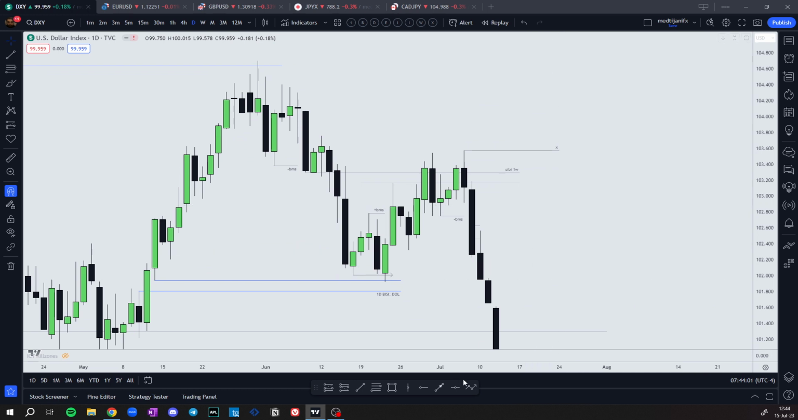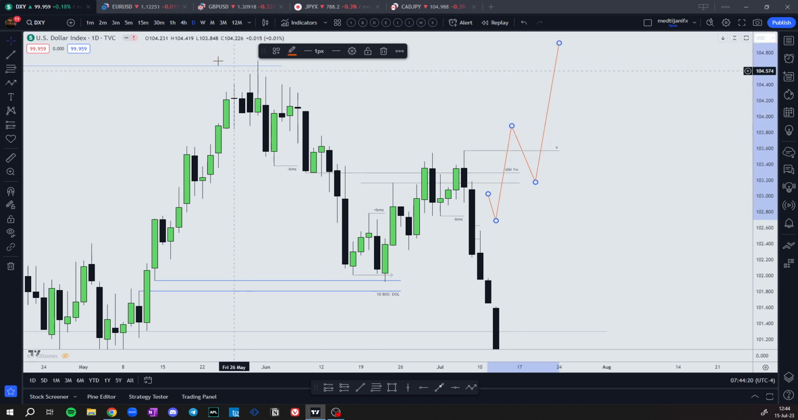I mean by that, if price took this low here, then maybe found some support on this daily order block and took this high, we're going to be bullish targeting these highs here. So this is our invalidation point.